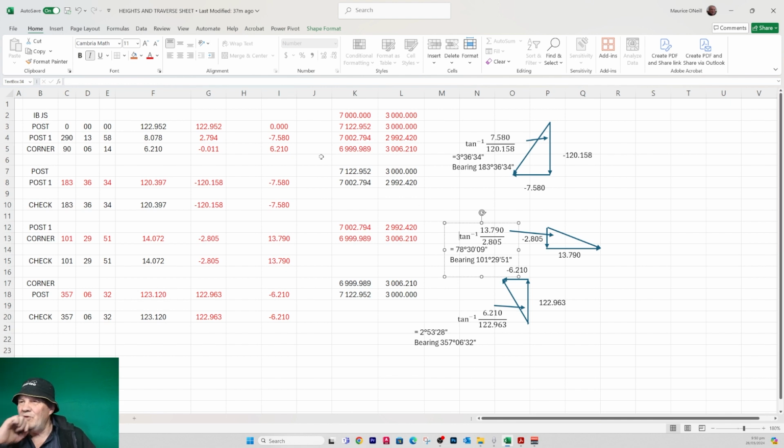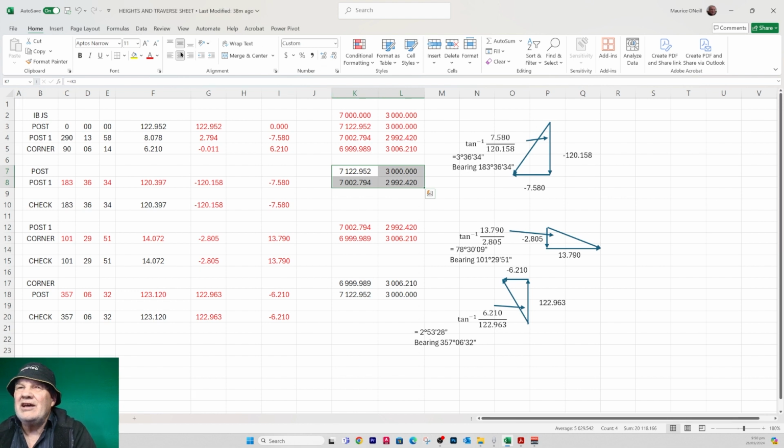Now what we want to do is calculate from the post to post 1. All of the information that I have calculated I have shown in red. So these have all been shown in red, and technically these here are calculated as well, so they should be in red as well, as should these, because this is all calculated material.